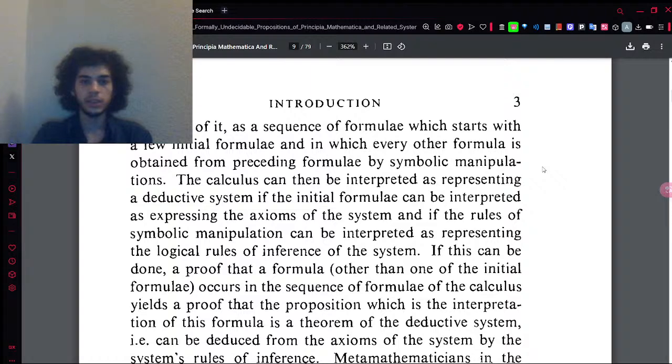The calculus can then be interpreted as representing a deductive system. Let me read this again. The calculus can then be interpreted as representing a deductive system.